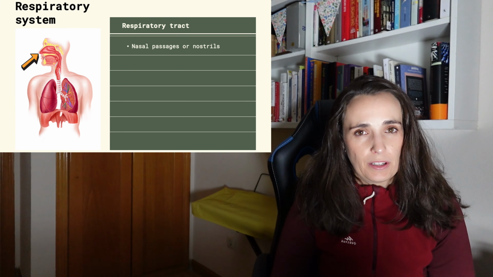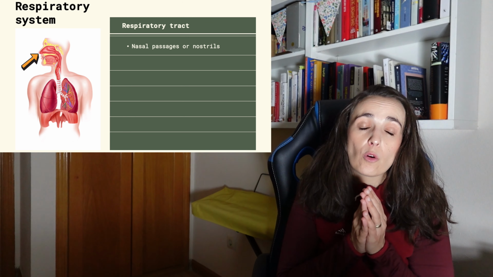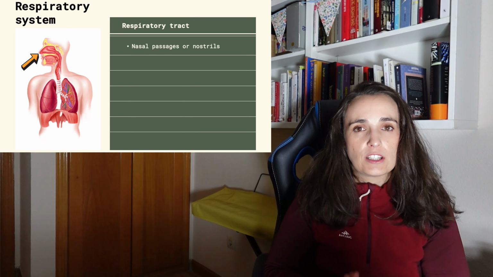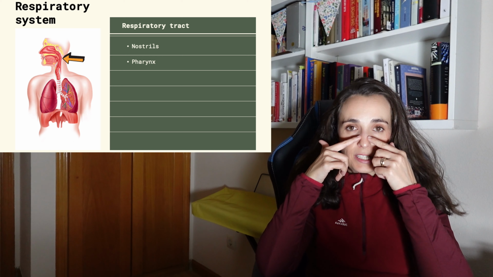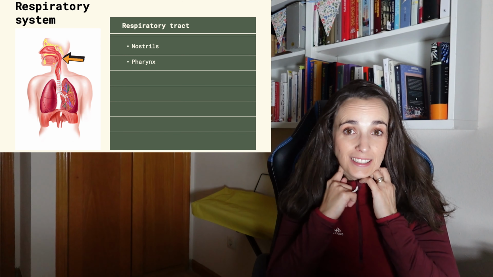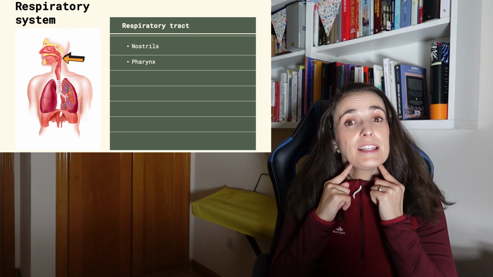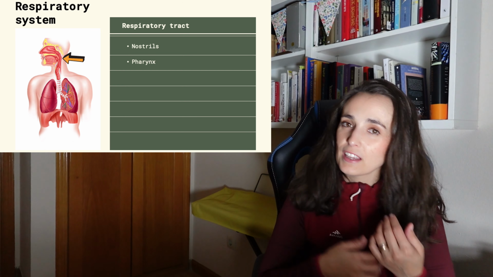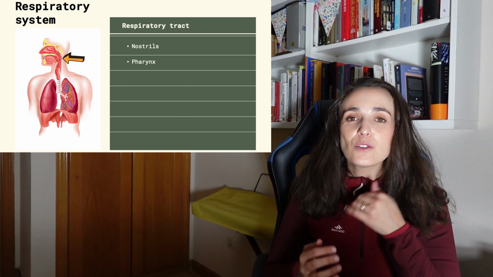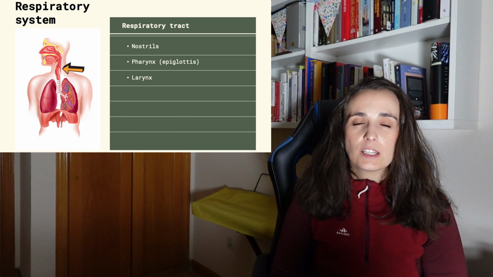Now let's remember the parts. The first part is the nose, specifically the respiratory tract will start in the nostrils, which are the name of the holes of our nose. Then once the air goes inside the nose, it will join the pharynx. You remember the pharynx from the previous video? In this case, the epiglottis will be open, so the air will go through the respiratory tract, not the digestive tract, okay?